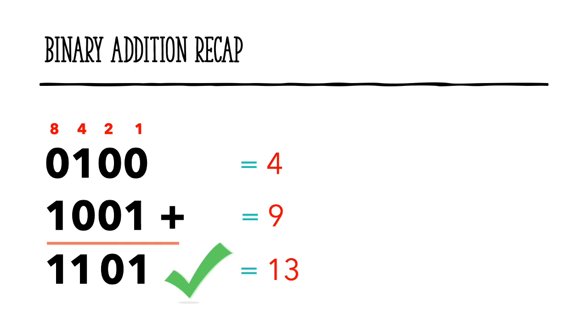The only thing you do need to remember is that in binary, a 1 plus 1 is not 2, since you can't write 2 down. A 1 plus 1 in binary is 0, carry 1 into the next column.